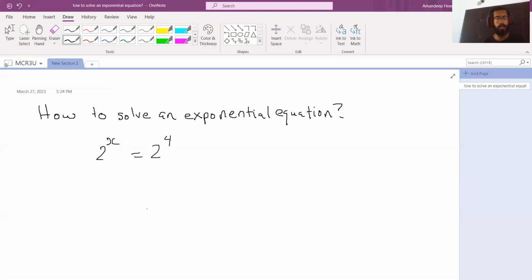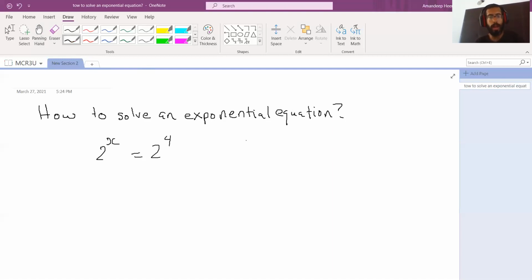Okay? So if you look at this equation, you could see this is an example of an equation, because you've got something on the left equals something on the right. And you have exponentials, where you've got 2 to some smaller number and 2 to another smaller number. So this is an example of an exponential equation.